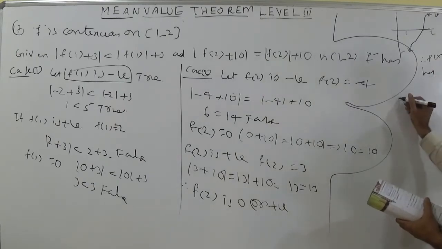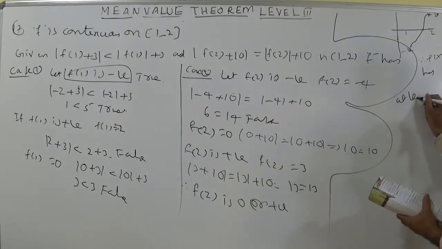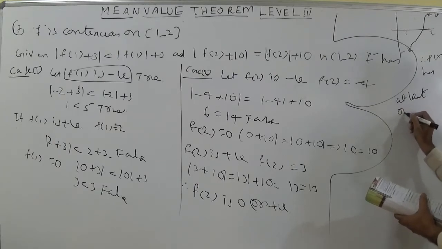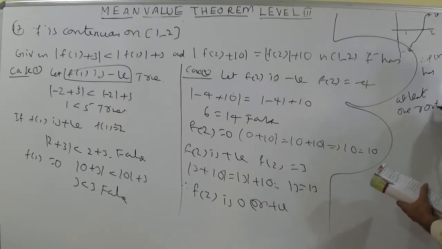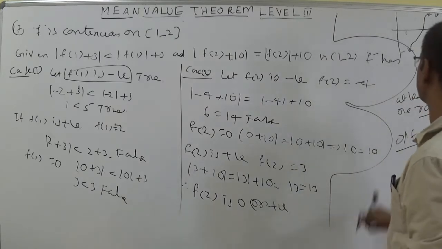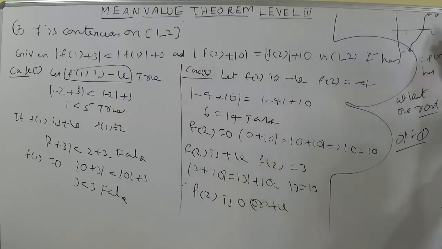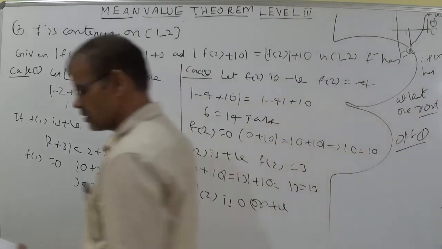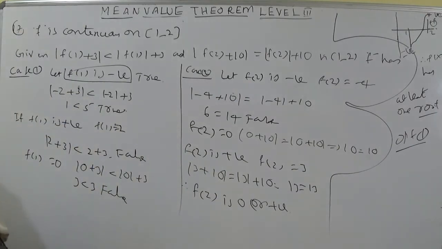So option 1 is correct. This is minus 1, this is negative and this is positive. This is a negative value, minus, and this is a positive, plus 2. For 2 this is positive, for 1 this is negative. The curve lies between negative to positive values.